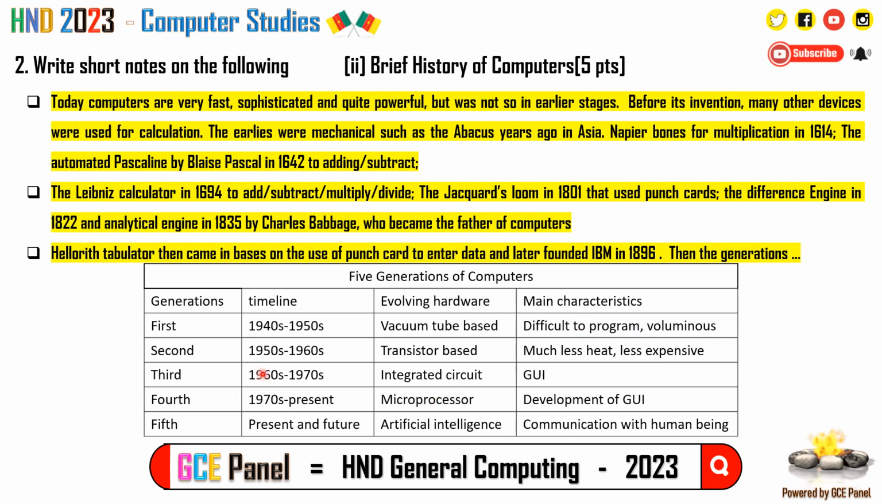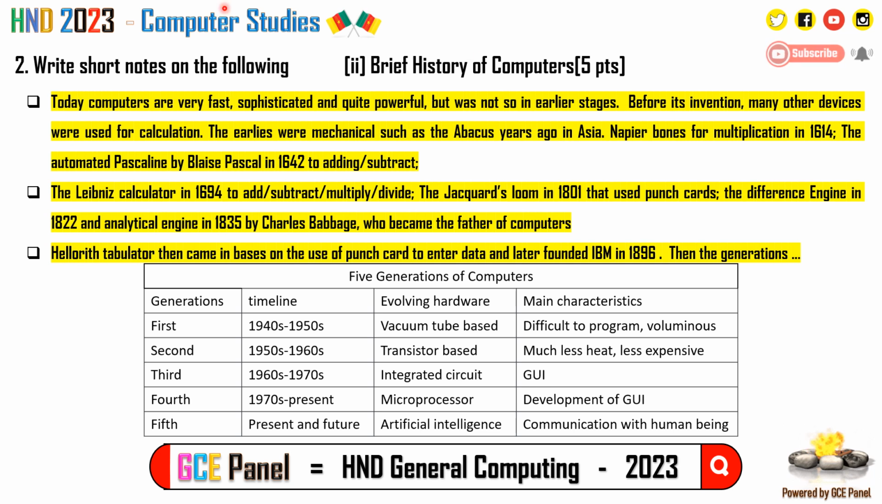The third generation from the 1960s to 1970s used integrated circuits, and the main characteristic was the coming of the graphical user interface, which was further developed in the fourth generation from the 1970s to present, which used microprocessors as evolving hardware. We are currently in the fifth generation, for the present and the future, which uses artificial intelligence. The main characteristic of artificial intelligence is the mimicking of human behavior or communicating with humans.